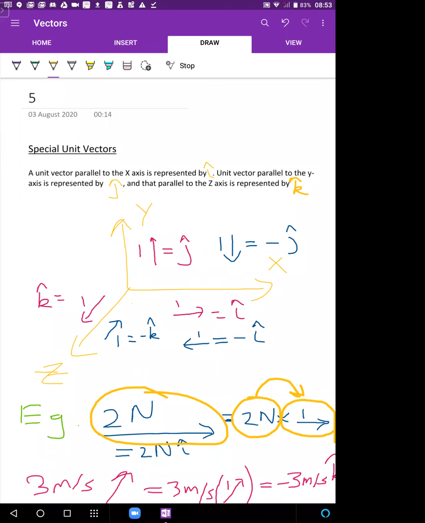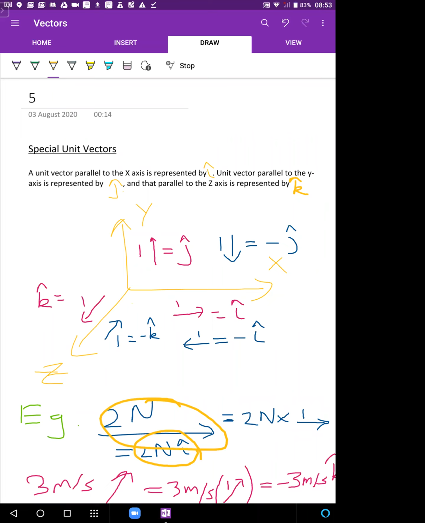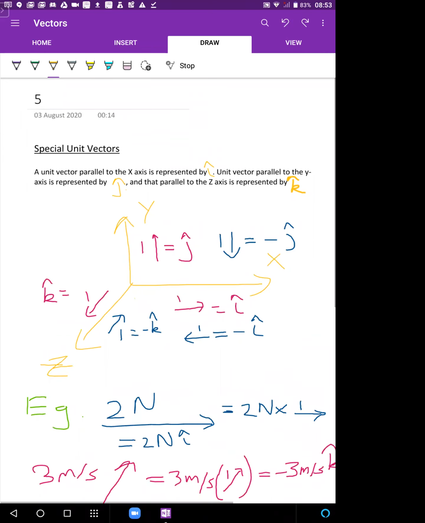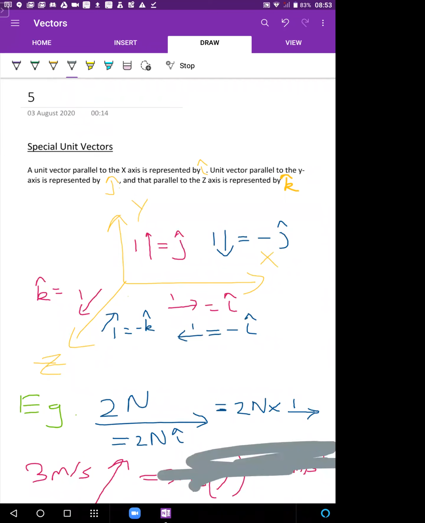And what is 1 towards right? Isn't 1 towards right i cap? So suddenly I have found another way of expressing this vector. So instead of drawing that arrow and saying it's 2 Newton, I can even just say 2 Newton i cap, and that becomes a way for me to represent that vector.